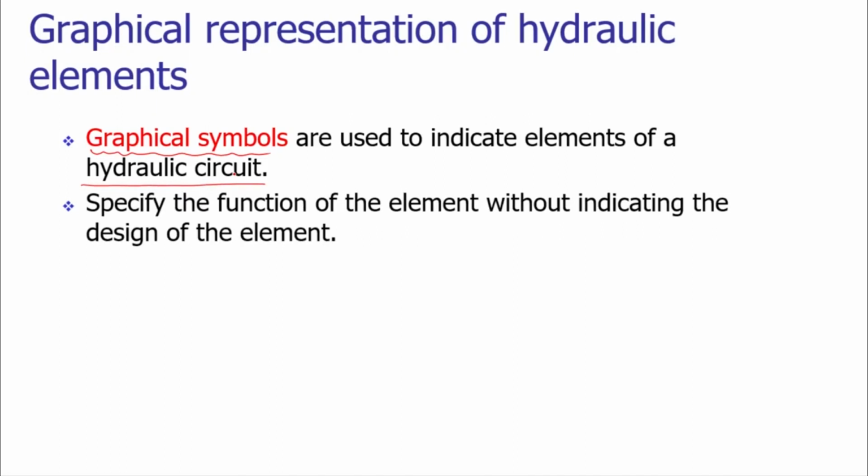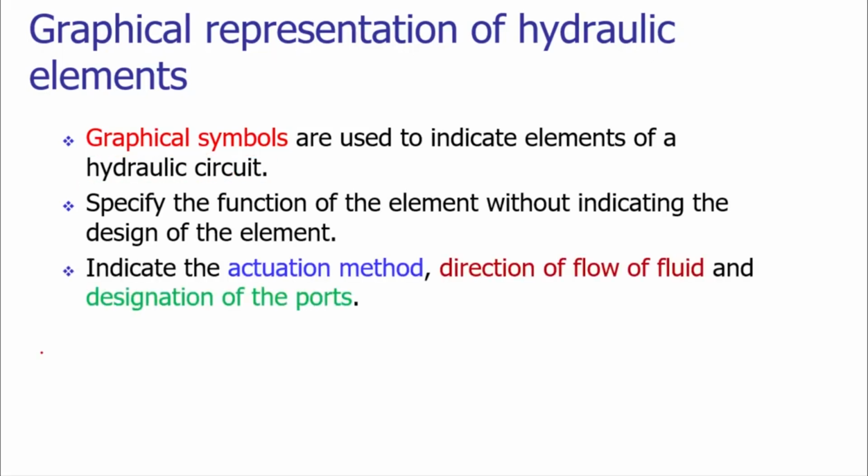The primary function of the graphical symbol is to specify the function of that element. The primary purpose of representing the elements graphically is to specify the function of the element without indicating the design of the element, without indicating the physical appearance or the internal construction of that hydraulic system element.